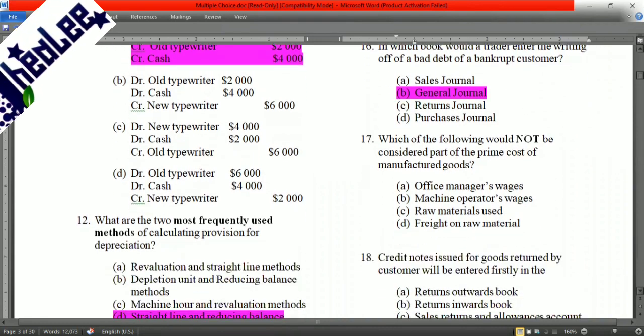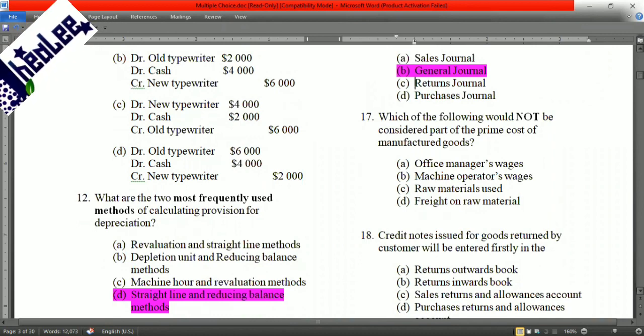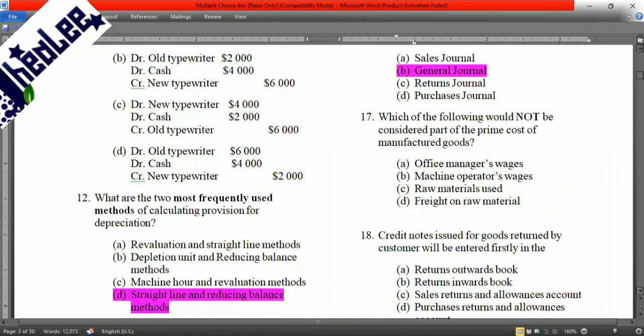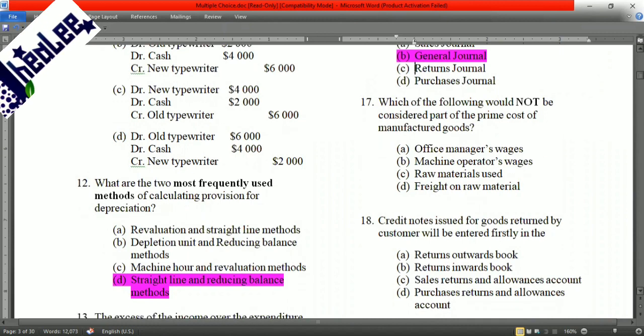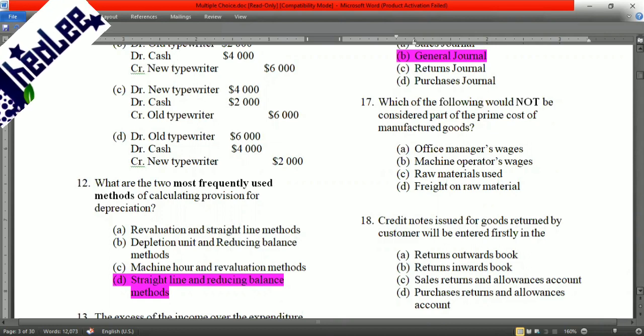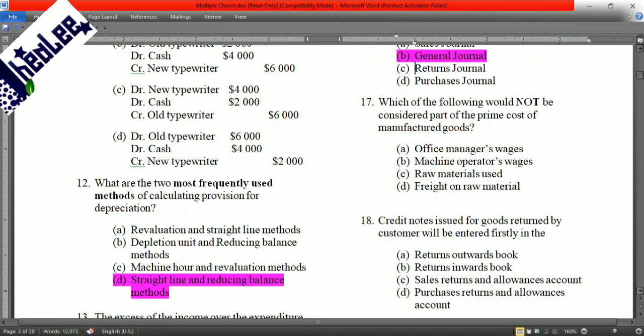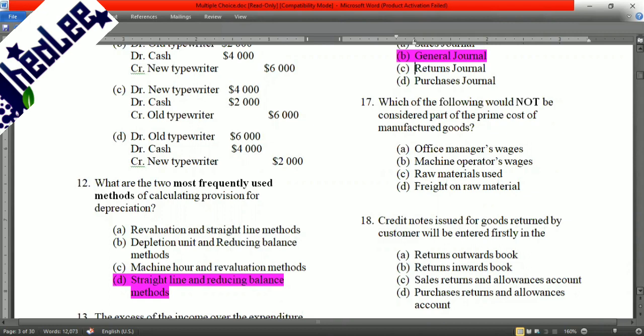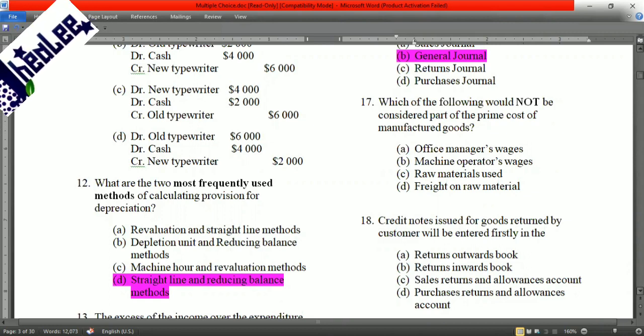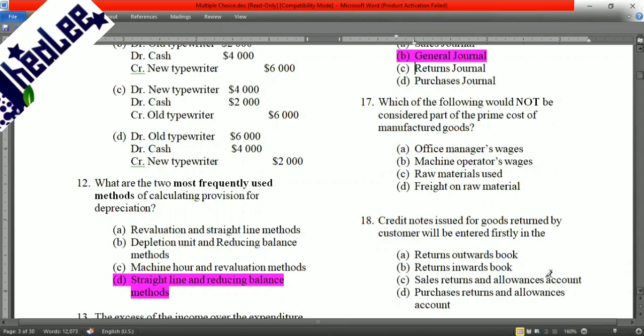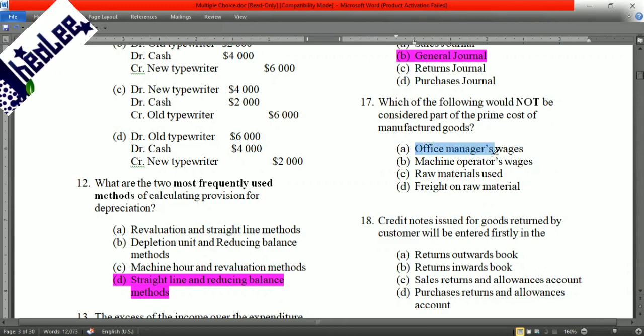Which of the following would not be considered part of the prime cost of manufactured goods? And remember, prime cost is a total of all the direct costs. Office managers' wages, this would not be a part of the prime cost because it has to do with administrative expenses, and that is a part of preparing your profit and loss account of the manufacturing firm, or you could refer to it as the income statement of the manufacturing firm. So our response is A.